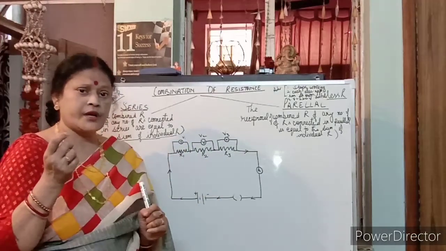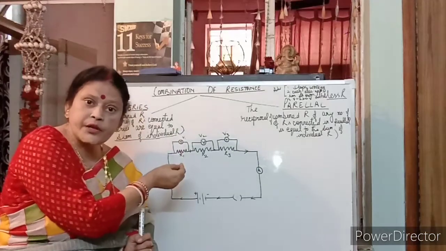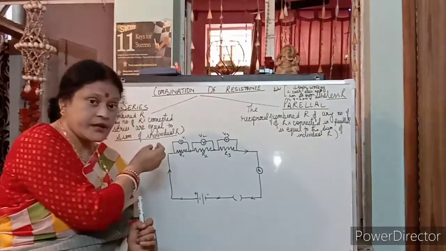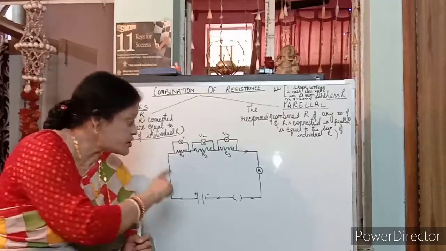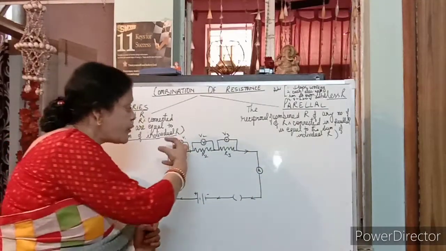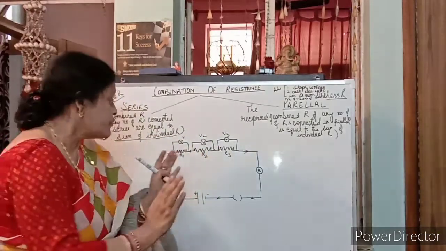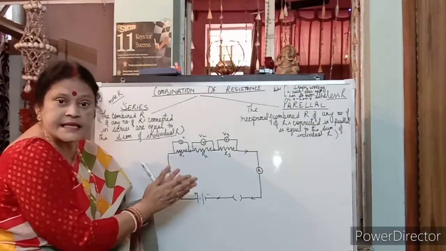I just want to recall: current means the charge flowing in unit time. Potential difference is the amount of work done to carry the charge from one point to another. Resistance opposes the current, and I have put it over here. Clear? Now, we are joining these resistances in series.